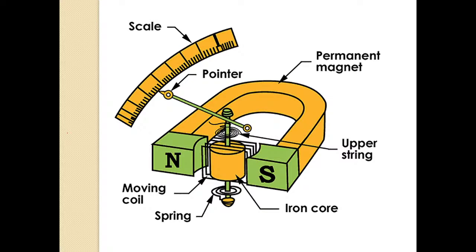So till now, how many torques have we discussed? One torque is deflecting torque, another torque is damping torque or controlling torque. The controlling torque is provided by the springs that are connected in this instrument.